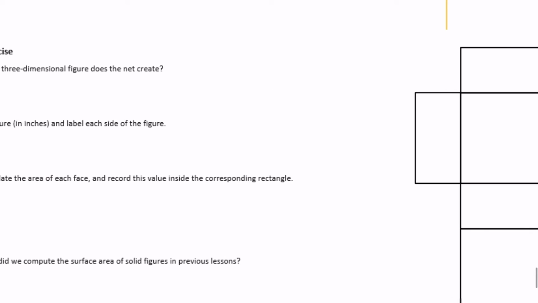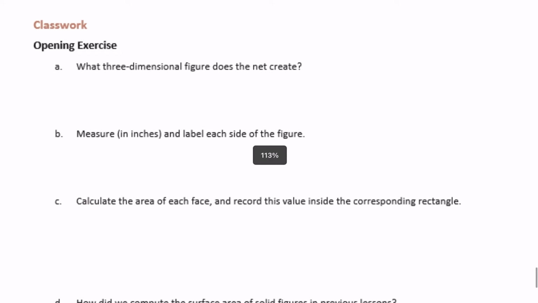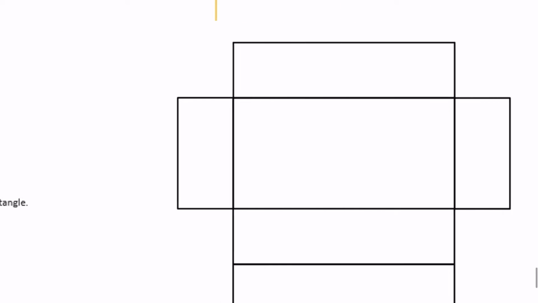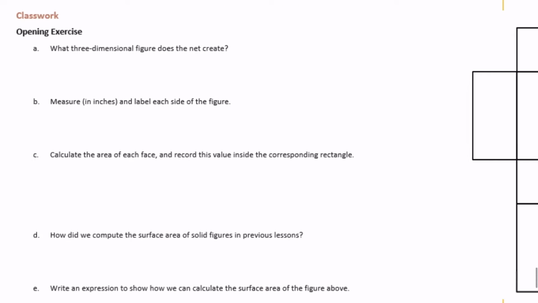So I don't think you have that in your book, but I pasted it right there so you can see it. So it says, what three-dimensional figure does the net create? So we're looking at this net. What three-dimensional figure does this net create? Well, it has 6 faces, and they're all rectangles. So this is going to be a rectangular prism.